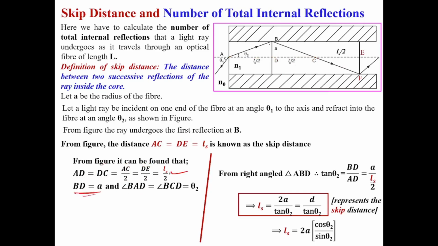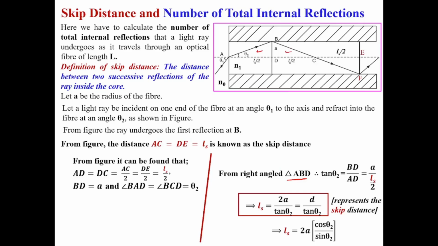BD, this distance, is your radius of the core, which we considered as a. Angle BAD, this angle theta 2, is equal to BCD also, theta 2, and even ACE, this angle is also theta 2, what we discussed. For our calculation, we considered triangle ABD, this triangle. Someone can consider this triangle also.